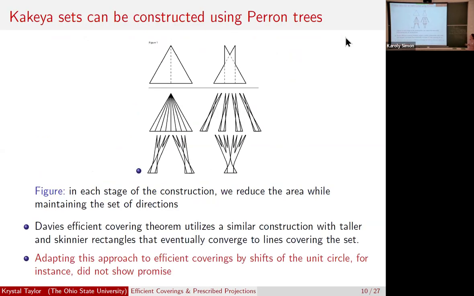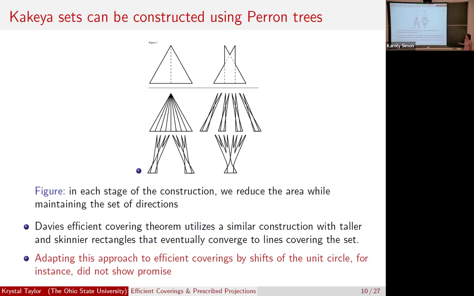Okay, so let's look a little bit under the hood. How are Kikaya sets constructed? They're constructed using Perron trees. So let's just look at this triangle and look at this dotted line. So this dotted line sweeps out, as we move it, a little arc of angles here, right? And it does so within this triangle, which has area 1, let's say.